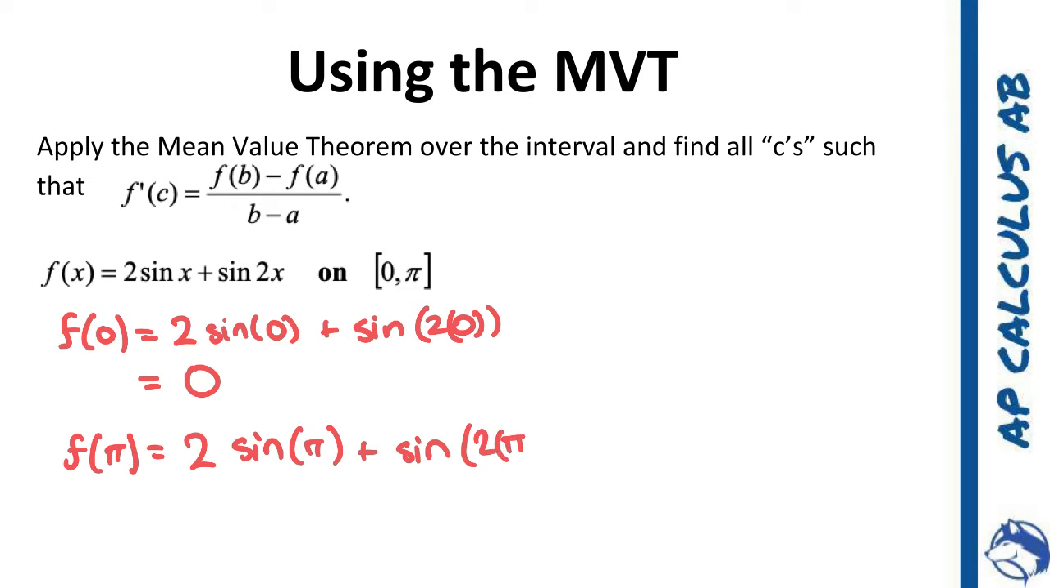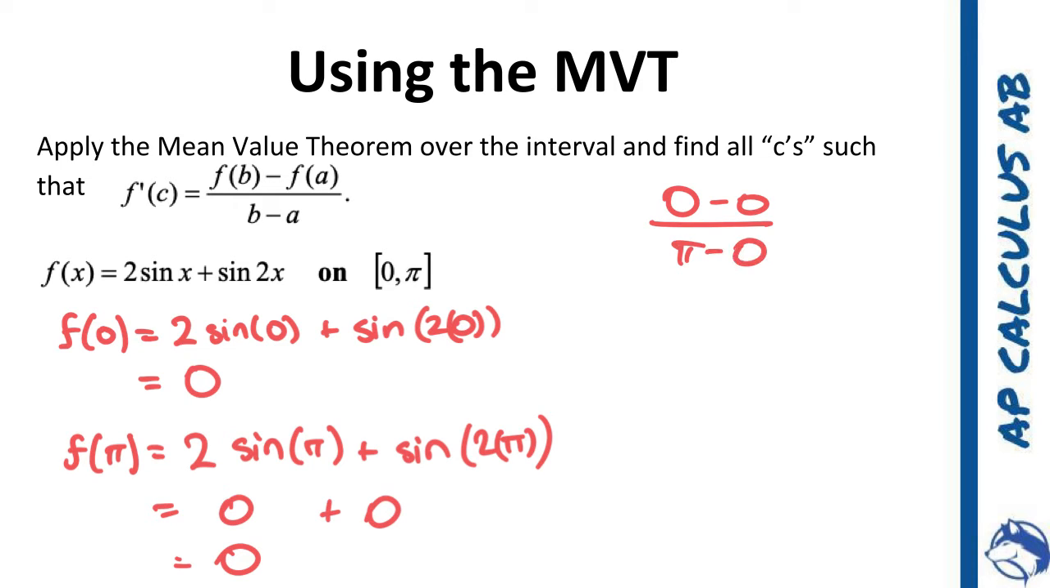Now what I want to do is f of pi, 2 times the sine of pi plus the sine of 2 times pi. Well, the sine of pi is going to be 0, and the sine of 2 pi is just 0. So once again, I'm going to get 0. So what this means is if I apply the mean value theorem here, I'm going to get 0 minus 0 over my pi minus 0, which just ends up with 0.